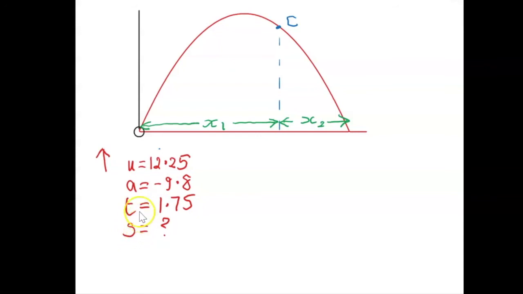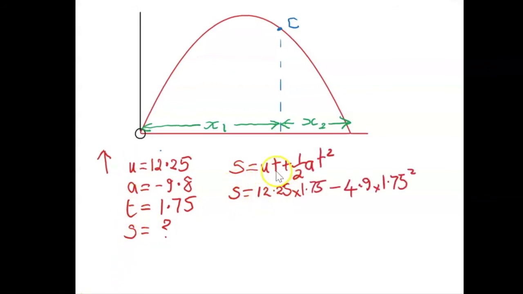So we want to use s equals ut plus a half at squared. So s is 12.25 times 1.75 minus 4.9 times 1.75 squared. So we just need to evaluate that. This gives us 6.43125, about 6.4 meters.